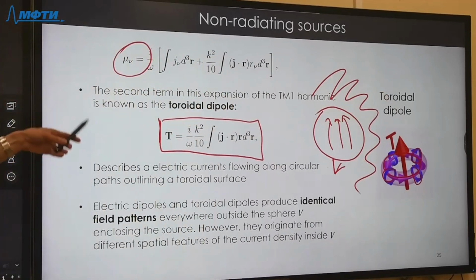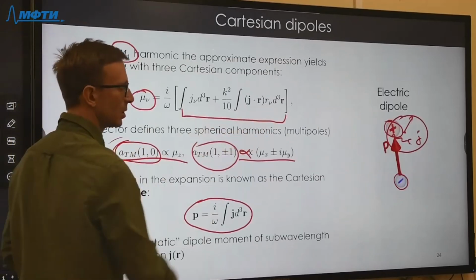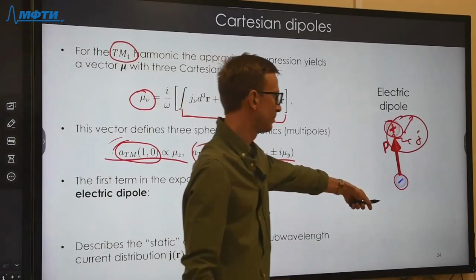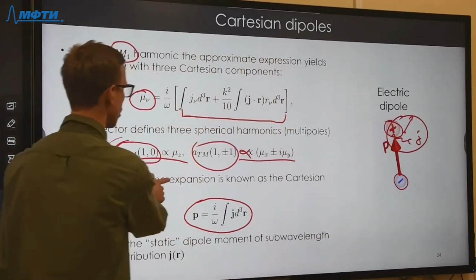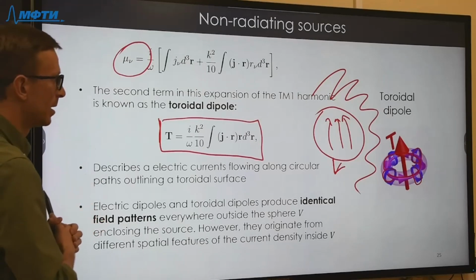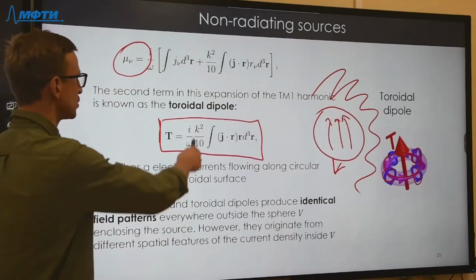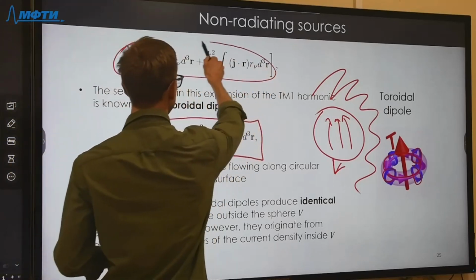If you look outside the source region, you cannot tell if you have a Cartesian electric dipole formed by just straight lines of currents, or if you have a toroidal dipole with electric currents flowing around the torus. They're completely indistinguishable, and the total field created by electric dipole and toroidal dipole in the long wavelength approximation is just the sum of the two. It is just the sum.